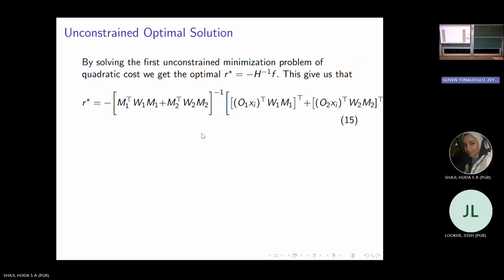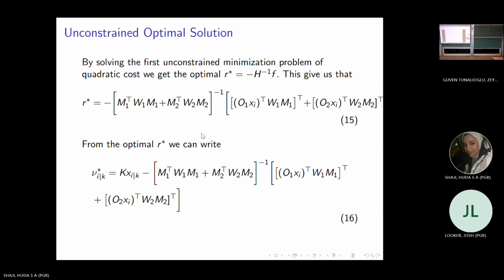We assume that the covariances are positive definite, and we got a quadratic function, so we can set the gradient to 0, and we will have a unique solution for our optimization problem, and it will be this one, minus H1 F. Yeah, and this is our optimal R in terms of the matrices that we wrote. So our optimal mean for the controller will be Kxik minus R star. It will be plus R star, but since we have minus here, it will be minus this form.